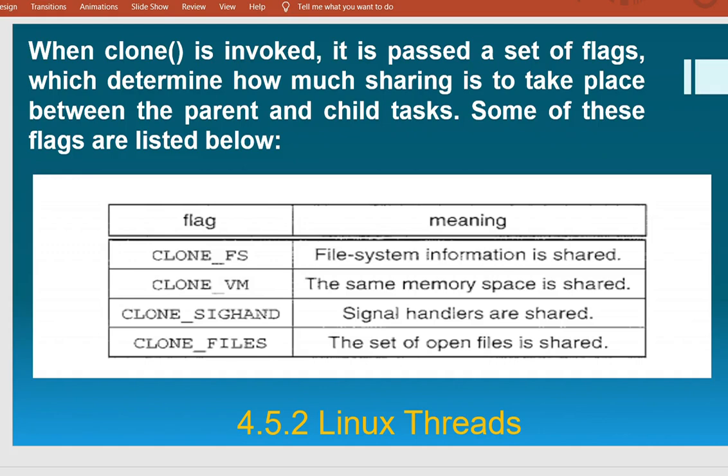When fork is invoked, a new task is created along with a copy of all the associated data structures of the parent process. A new task is also created when the clone system call is made. However, rather than copying all data structures, the new task points to the data structures of the parent task, depending on the set of flags passed to clone.